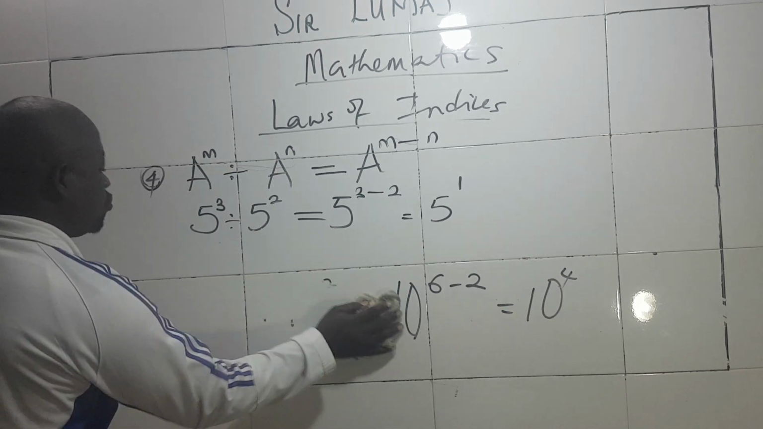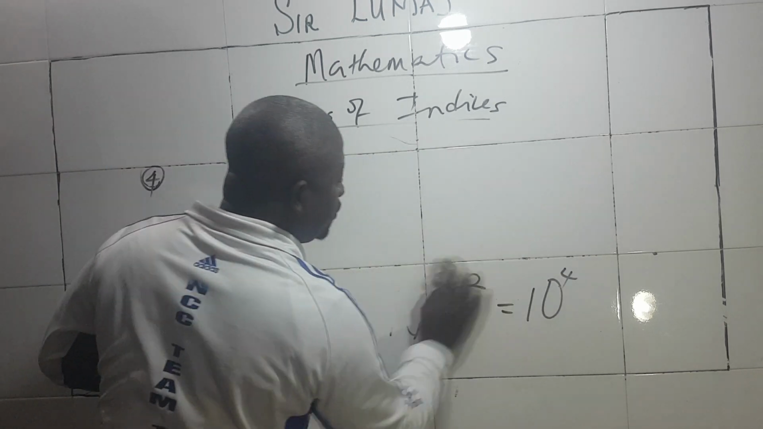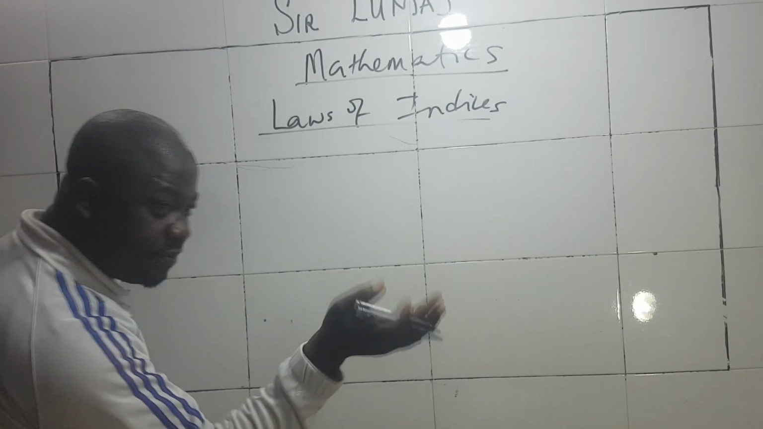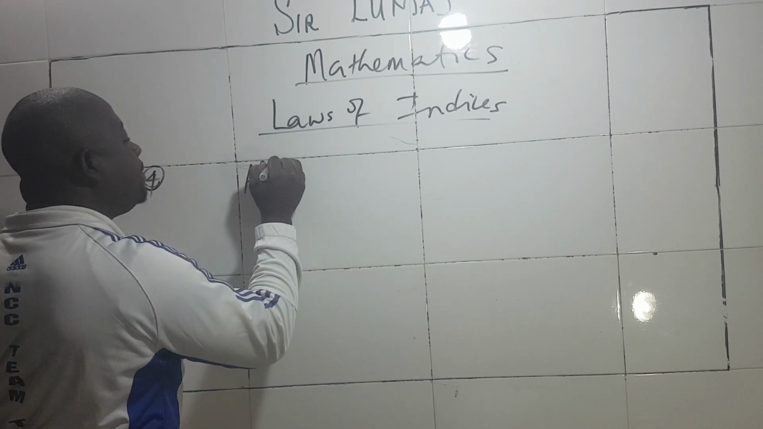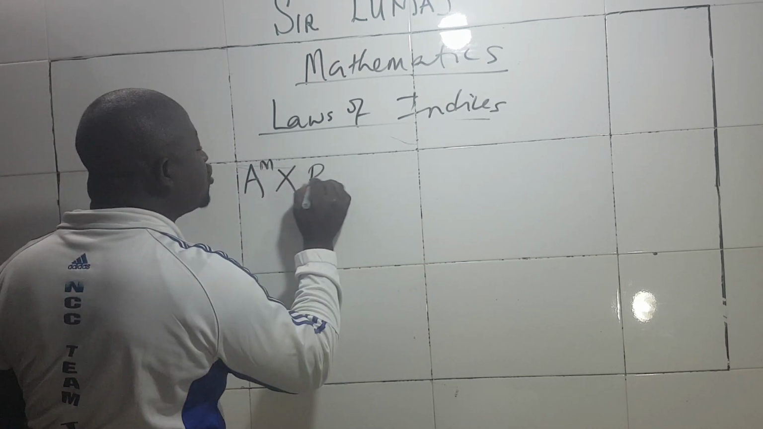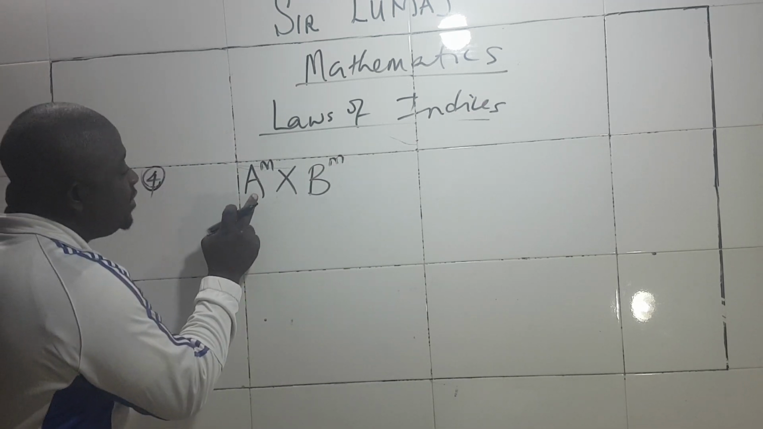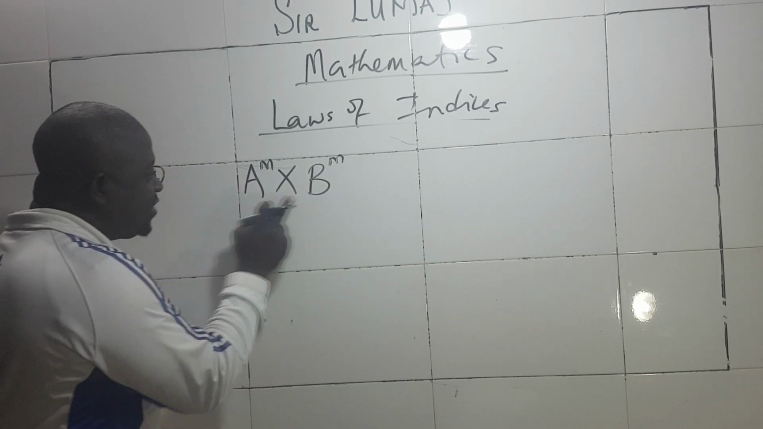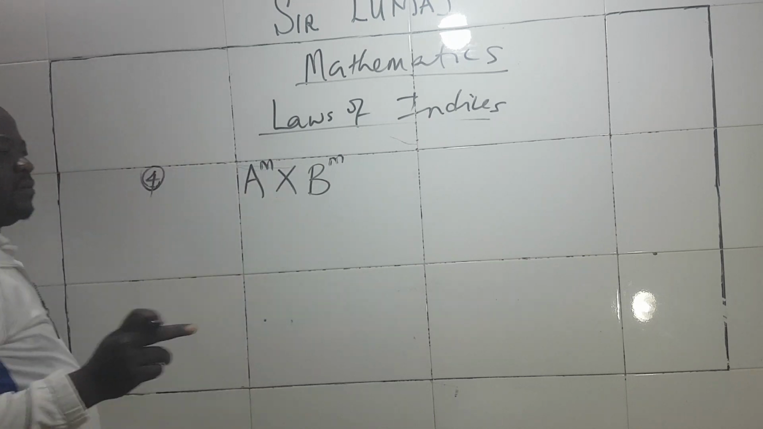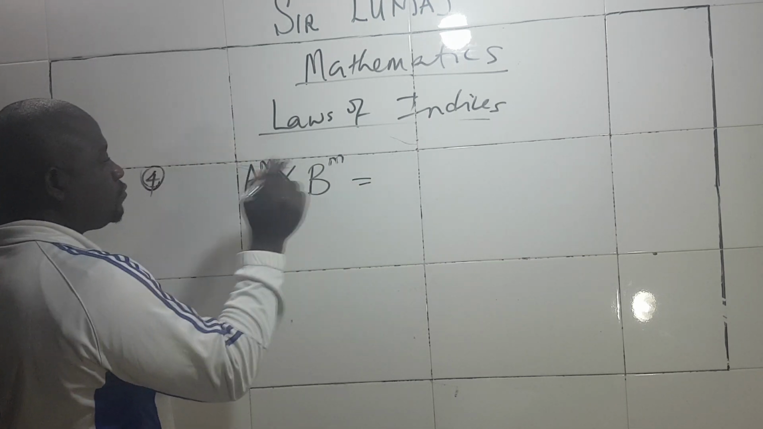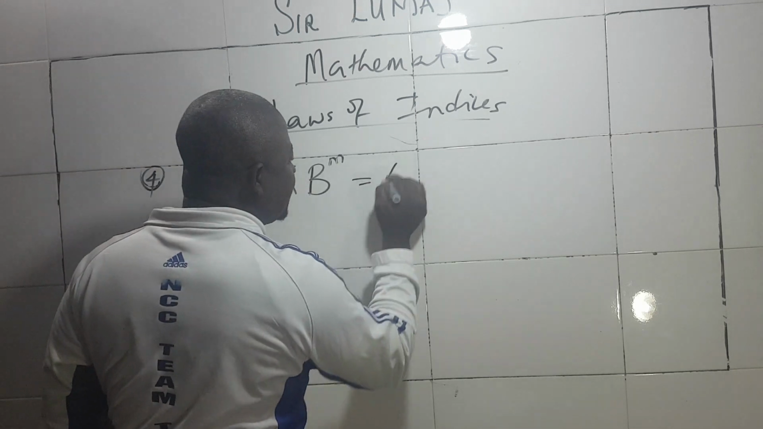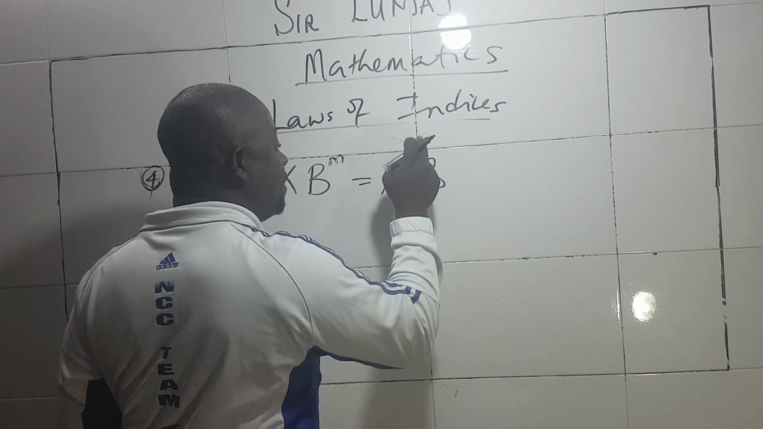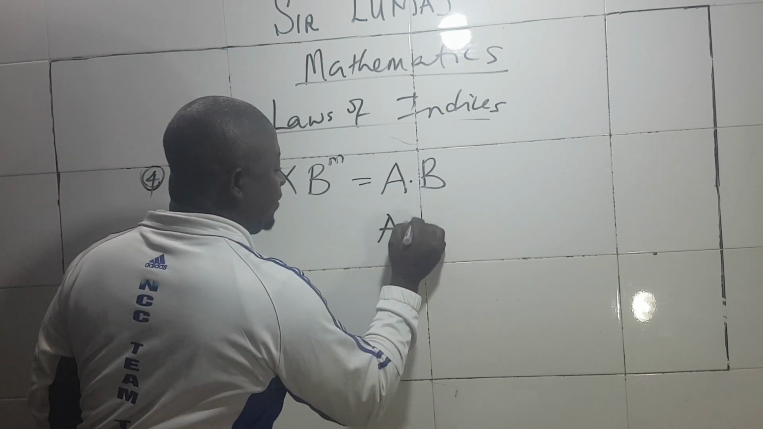The fifth rule, still following the same order. The fifth rule states that when you have different bases, maybe I have a raised to power m times b raised to power n. Look at it. Different bases, but similar powers. The rule says that what? Multiply the bases. That is a dot b. I've told you the meaning of dot. Dot means what? Multiply. A times b.